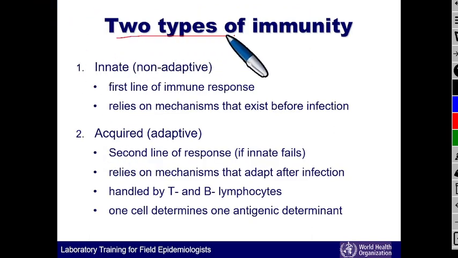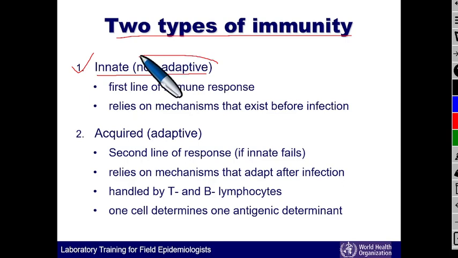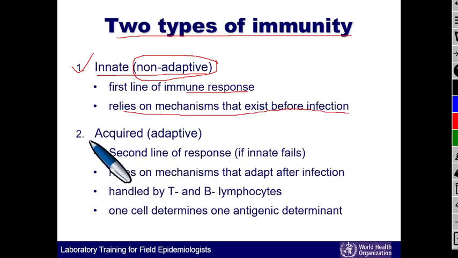There are two types of immunity. The first one is innate immunity, the non-adaptive one. It is obtained at birth. It is the first line of immune response and relies on mechanisms that exist before infection.